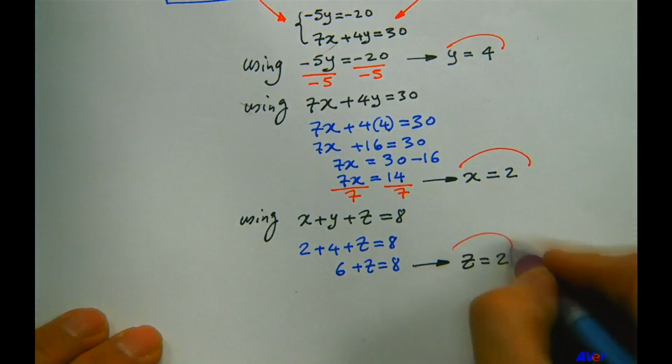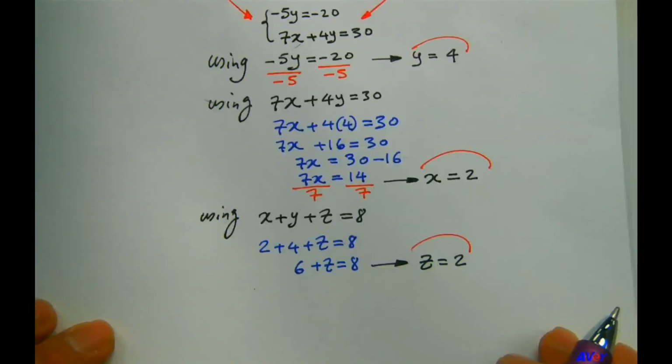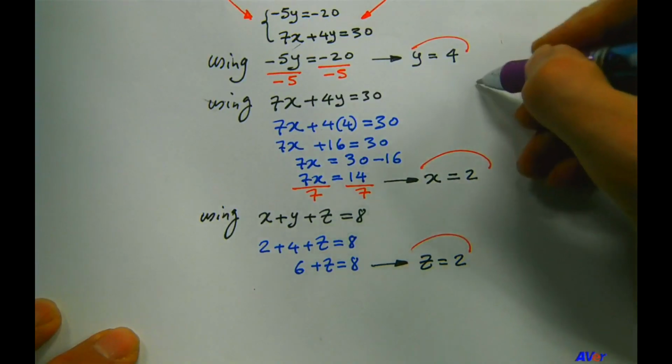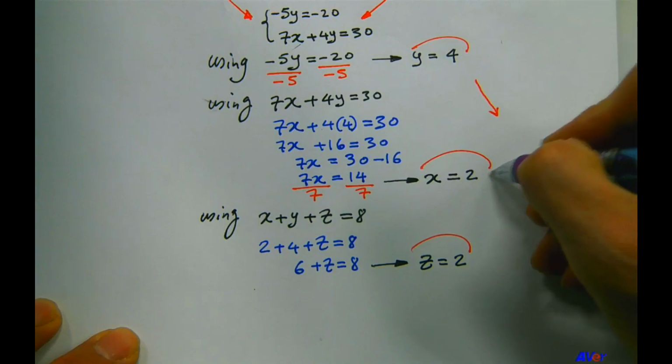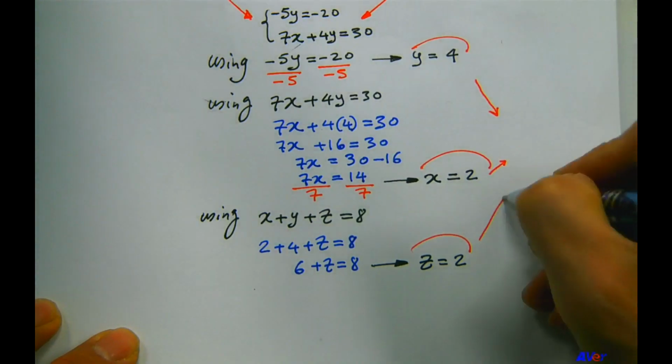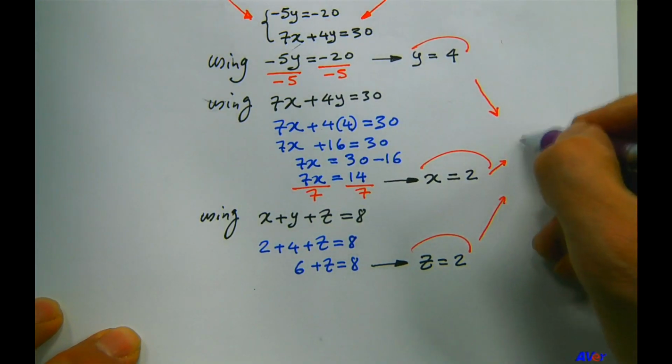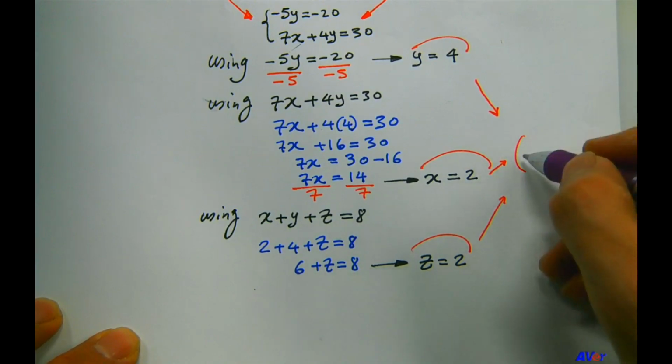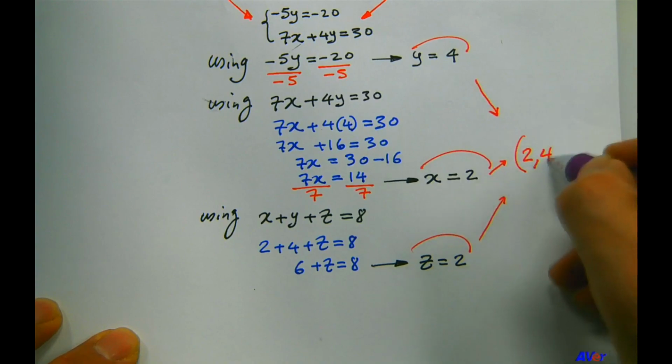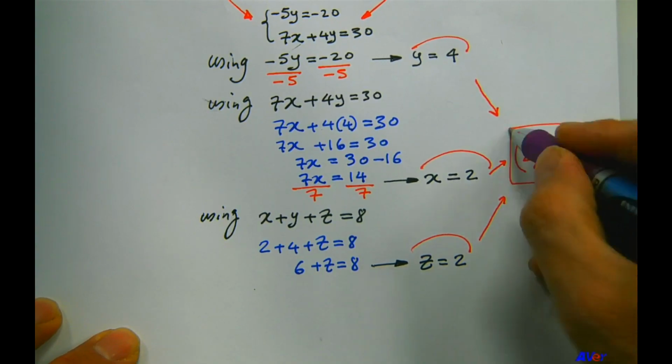And here we have the solution for z. Okay, so what is the solution of the system then? We combine all 3. This one, and this one. So the solution of the system, this is the final solution, is x equals 2, y equals 4, z equals 2. That's the final solution of the system.